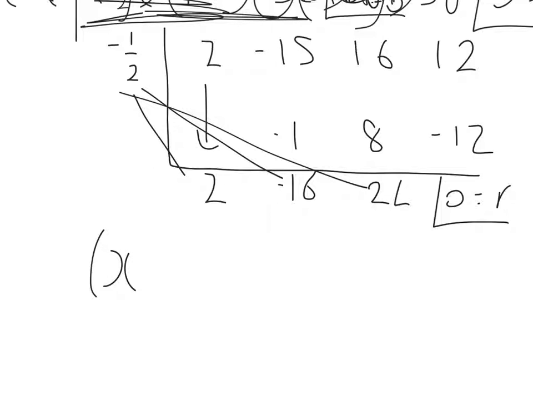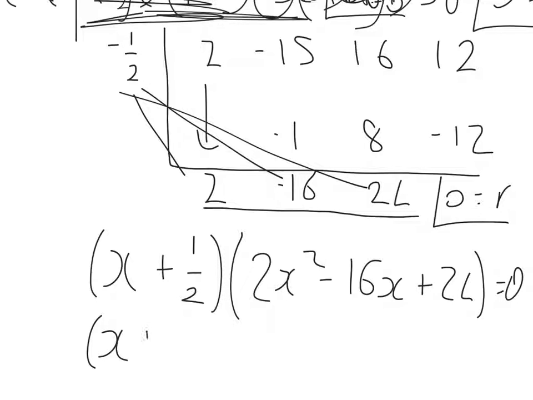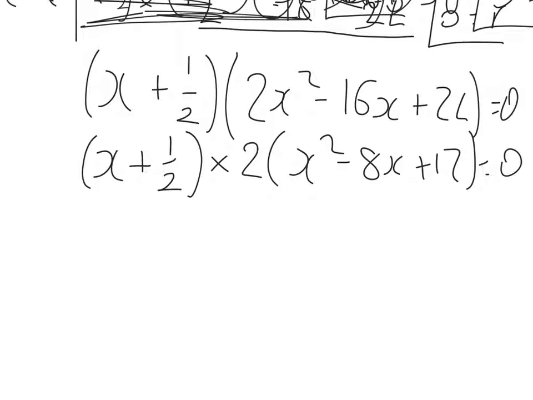So we've got a bracket of x plus 1/2, and the quotient here is 2x squared minus 16x plus 24 is equal to 0. We could then take out a common factor of 2 here at the second bracket. So that would be x plus 1/2 times 2 bracket x squared minus 8x plus 12 is equal to 0. Now what that's going to allow me to do is to get rid of the fraction in the first bracket.